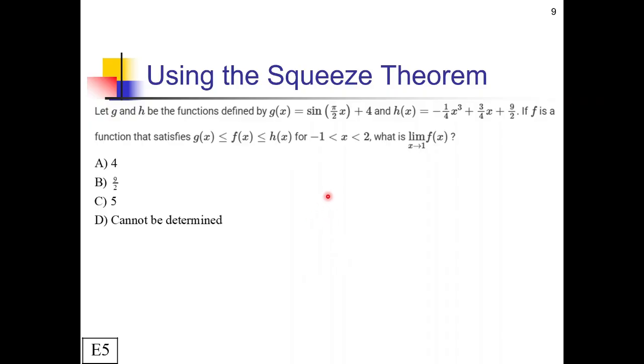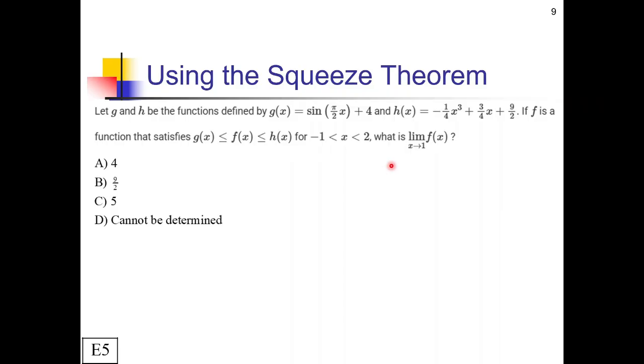So here's a typical squeeze theorem sort of problem. Let's define g as sine of pi over 2x plus 4, and h will be this polynomial with some fractional coefficients here. And then f is some function that is between g and h, satisfies g less than or equal to f, f less than or equal to h, on some interval from -1 to 2. Based on this, they want to know the limit as x approaches 1 of f of x.